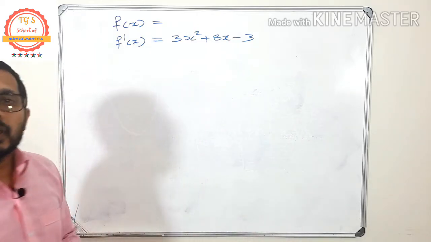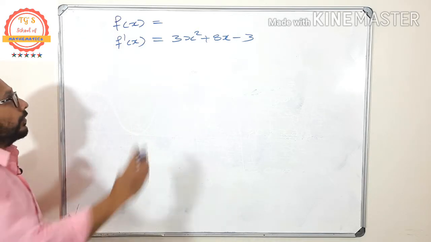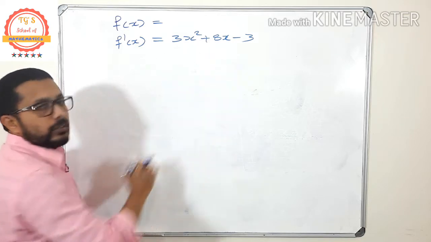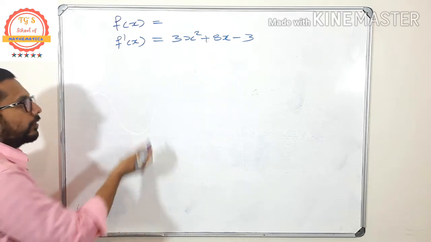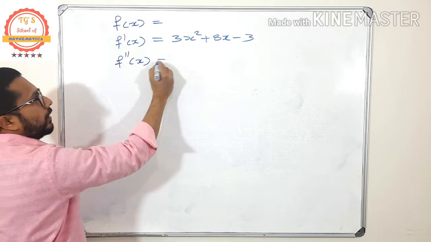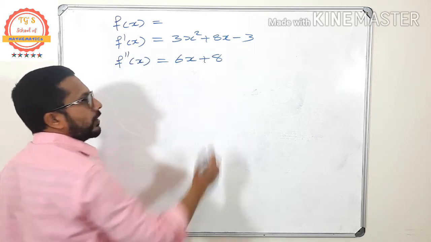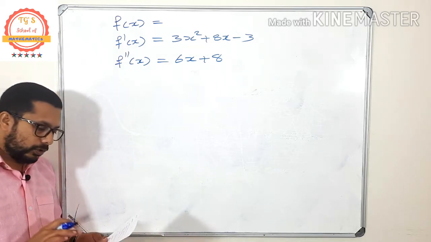Do you know what is f dash of x? Is it given in the question? Yes, we know that f dash of x is this one, okay. So let's try to find the second derivative. So f double dash of x is equal to, what is the derivative of this one? 6x plus 8, okay.